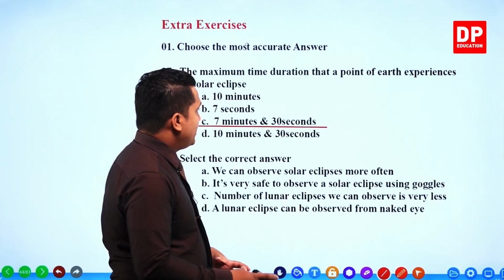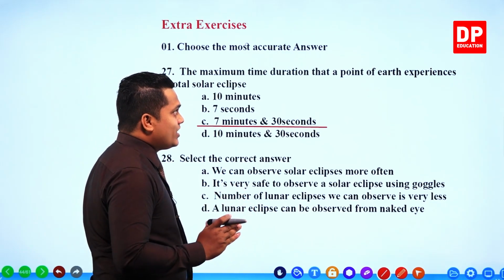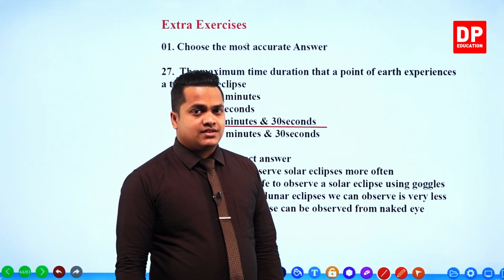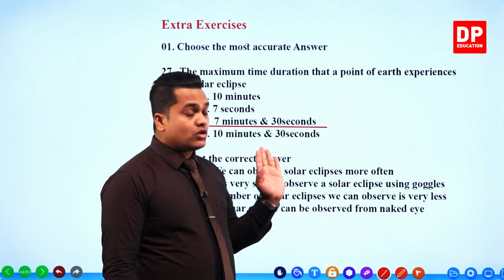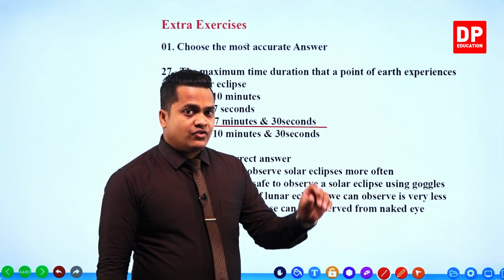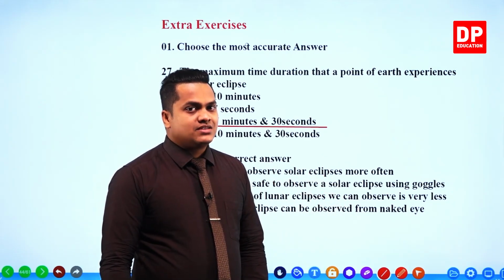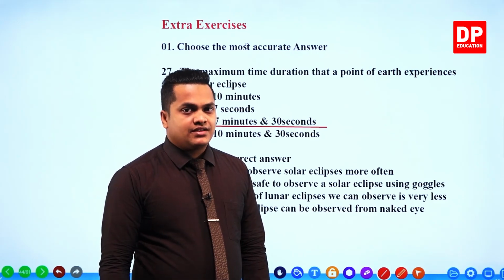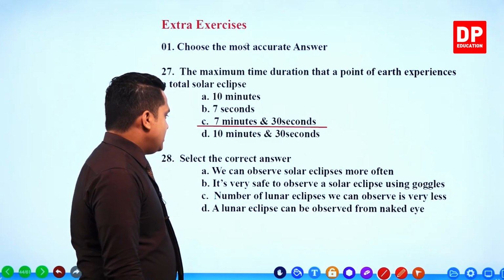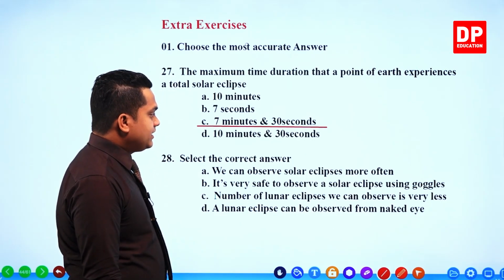This is the maximum time duration that a point on our Earth experiences a total solar eclipse. So a total solar eclipse is visible for a certain point for about 7 minutes and 30 seconds. In simple terms, 7.5 minutes. Next one. Select the correct answer.